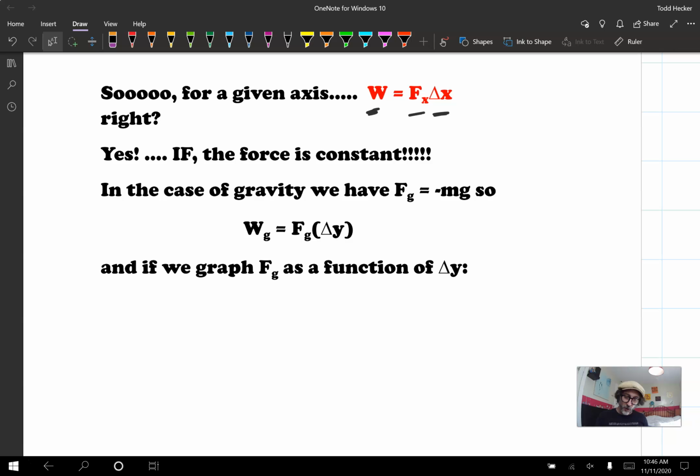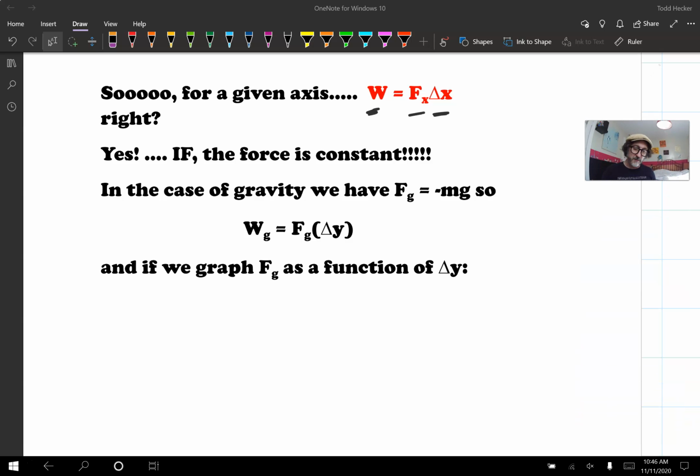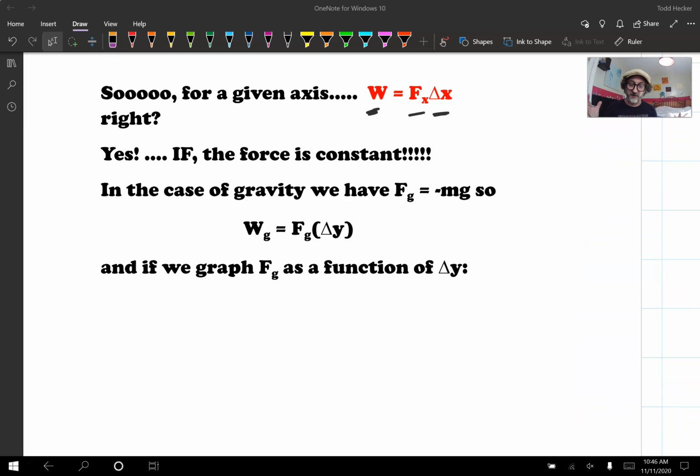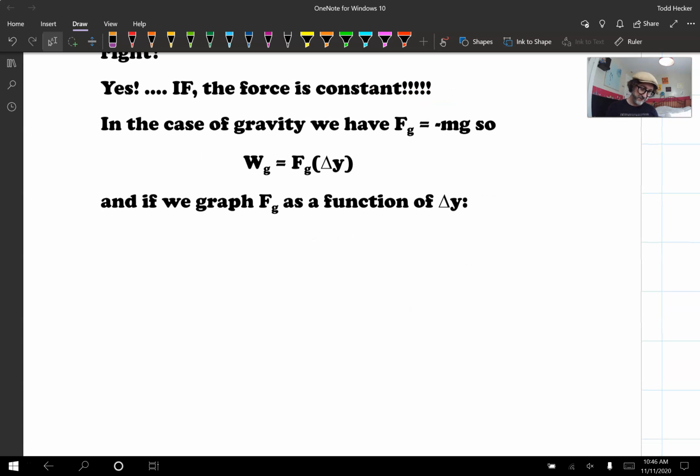So let's work through an example really quickly where the force is, in fact, constant. We're going to use gravity. Our force of gravity is always negative mass times 9.8. If you wanted to figure out the work that gravity did, you would multiply that force of gravity times your vertical displacement. If you move your object up, gravity's down, so your work is going to be negative. If your object is moving down, then your work will be positive, because both your force and your displacement are working together.